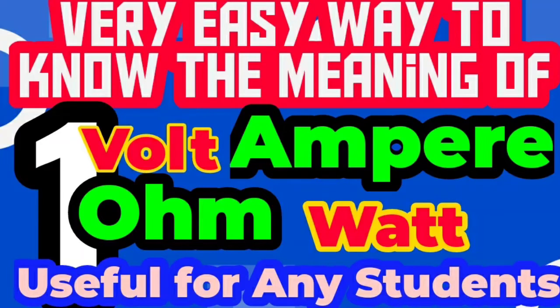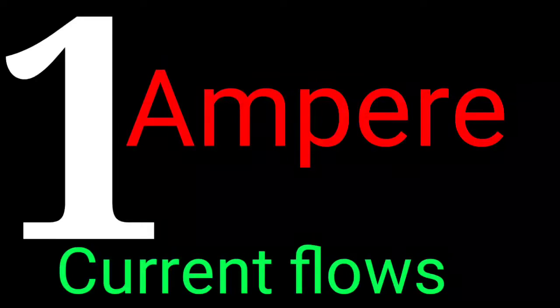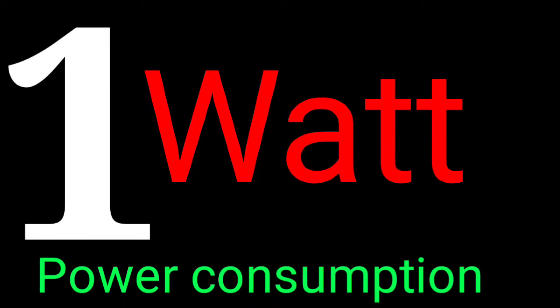In this video, we will be discussing a very simple way to know the meaning of 1 volt potential difference, 1 ampere current, 1 ohm resistance offered, and the power is of 1 watt.